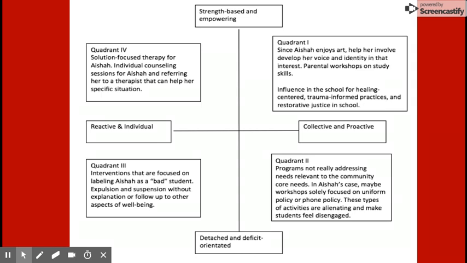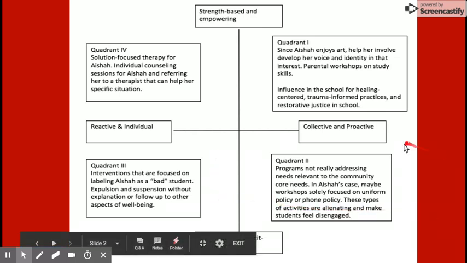So in those interventions, it would look like focusing on labeling Aisha as a bad student, an outcast from the norm, expelling her or suspending her without explanation of why, or not truly following up with her on aspects of her well-being. So targeting her social emotional issues.